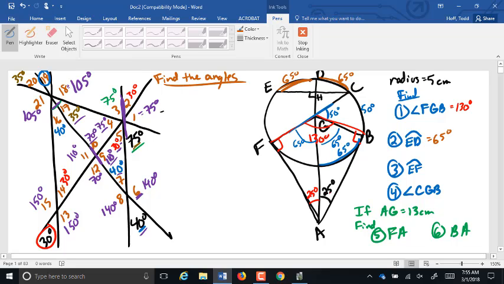EF. Well, this is 65, that's 65. This better be 50, because that's still a diameter. Those have to add up to 180. Angle CGB. CGB we've already found is 50 degrees.